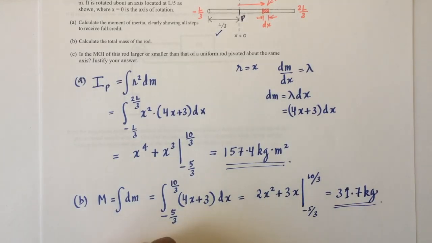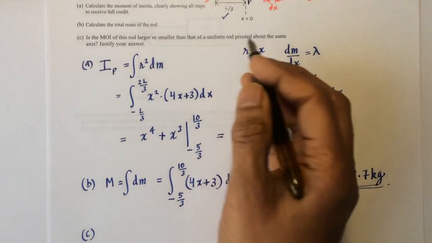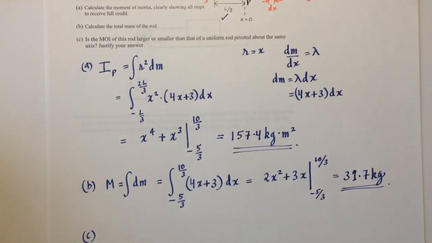So now the third question asks us if the moment of inertia of this rod is larger than or smaller than that of a uniform rod pivoted about the same axis of the same mass. So let's try that first. If you had a uniform rod and not that rod that's not uniform, then what happens? Let's draw another figure.